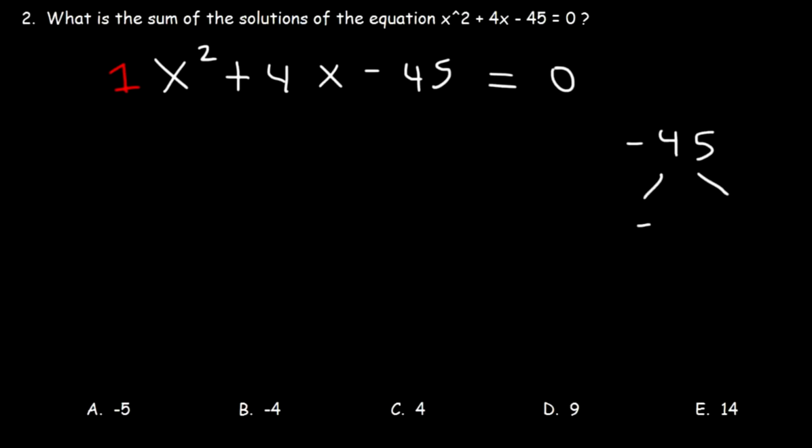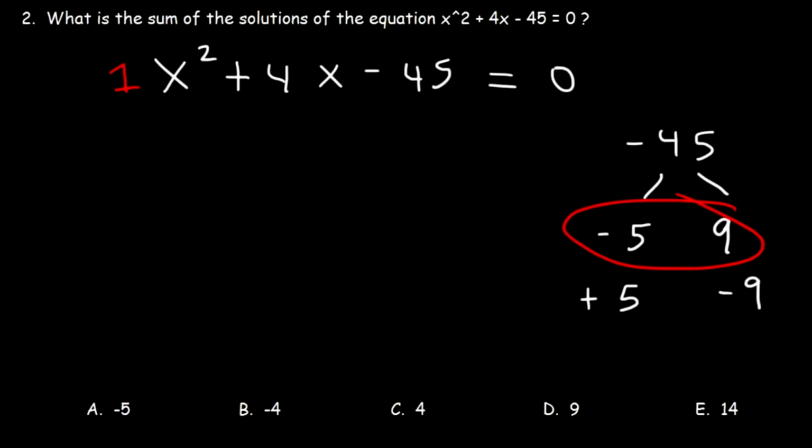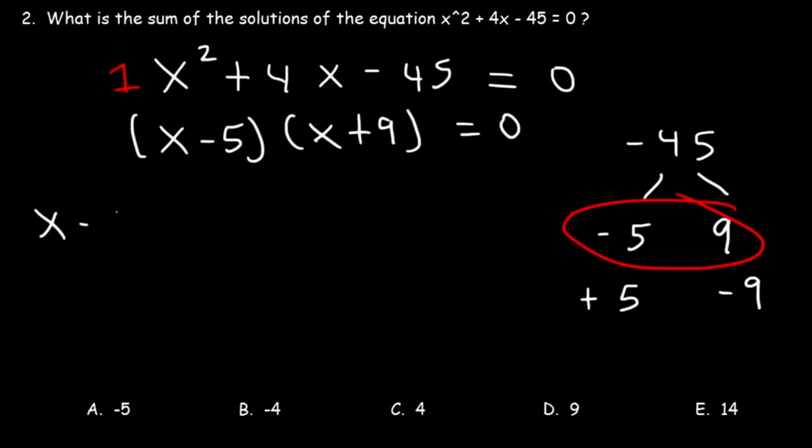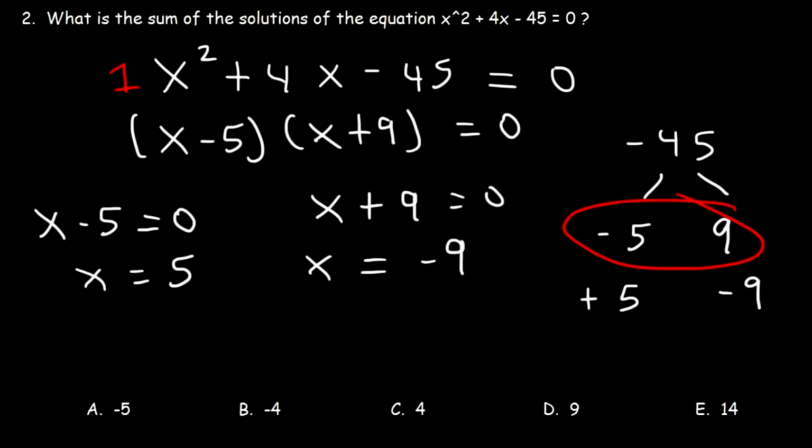Well, we know that 5 times 9 is 45, but it has to be negative 45. So we can use negative 5 and positive 9, or positive 5 and negative 9. Now we need to pick the pair that adds up to positive 4. So negative 5 and plus 9 adds up to positive 4. So to factor it, it's going to be x minus 5 times x plus 9. So now what we're going to do is set each factor equal to 0, and then solve. So x is equal to 5 and x is equal to negative 9. Those are the two solutions.